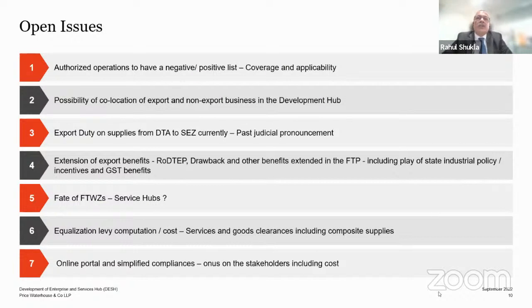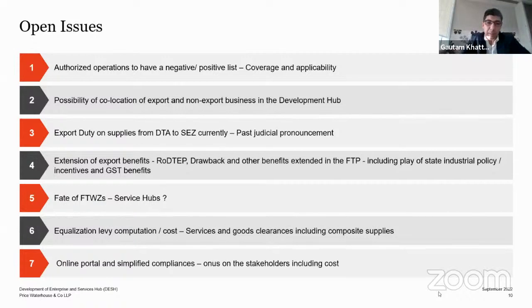With this, I hand over again to Gautam to walk you through the open issues which the DESH bill may need to consider. These are some illustrative examples, again, I would say not exhaustive, but they may give you some food for thought from your own operation perspective. Over to you, Gautam. Thank you, Rob.